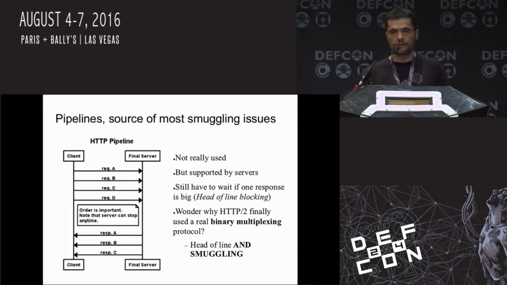And the other reason for HTTP2 is smuggling, because you depend only on the order of the messages. And in HTTP2, you've got a real binary multiplexing thing where each response can be associated with a request, and it's better.